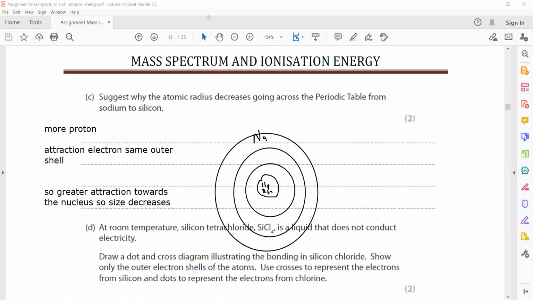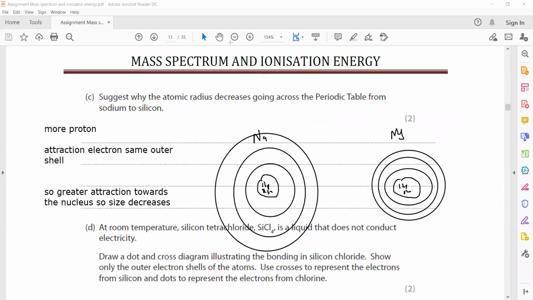But when we draw magnesium, it has 12 protons and the same number of shells, and the third shell electrons are attracted. So we observe the same number of shells, but because there is a greater nuclear charge, there is more attraction towards the nucleus. That's why the size decreases across the period. Is it clear? The reason why the size decreases as we move across the period.